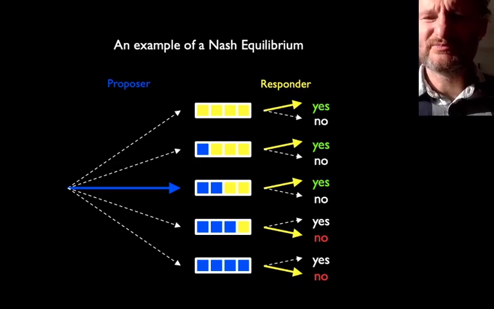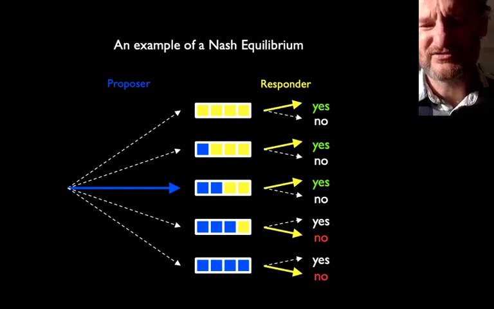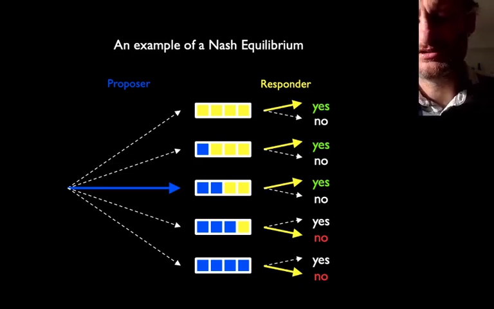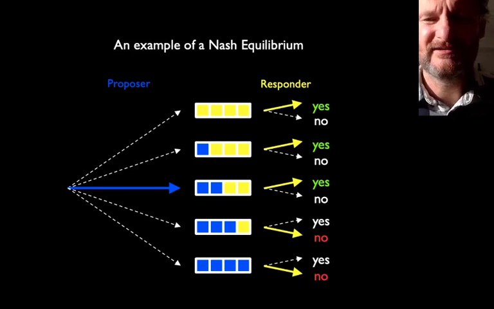Now let's look at the responder for a second. If the responder would change from yes to no as a response to the equal split, then she would go from getting €2 to €0, and that's not good. And for the other proposals, for the other responses, it doesn't matter if she switches from yes to no or from no to yes, because those proposals are not made. So it is also true that the responder has no reason to deviate.